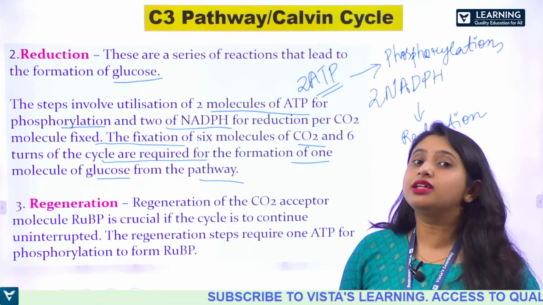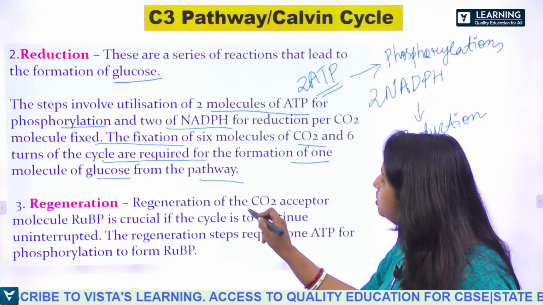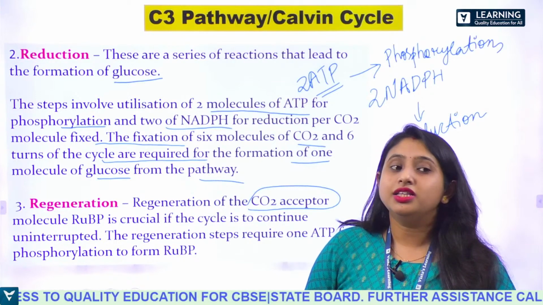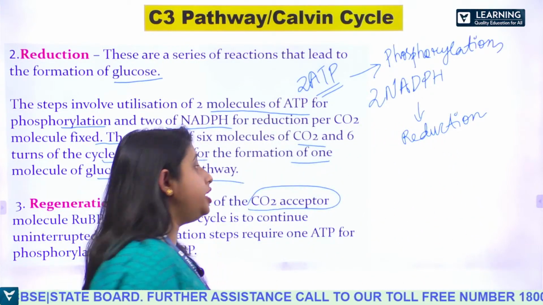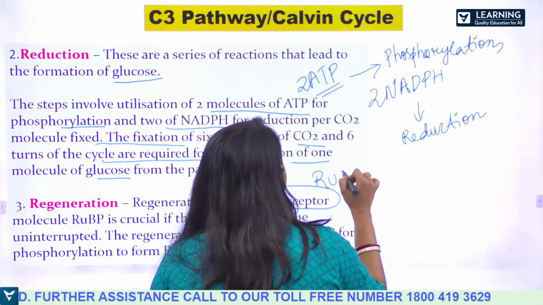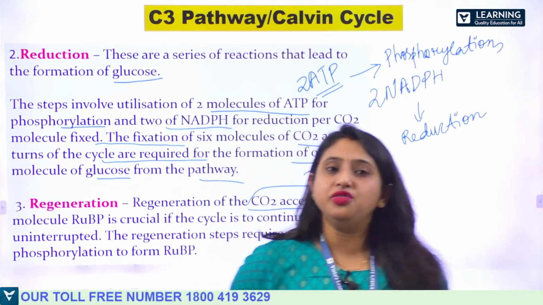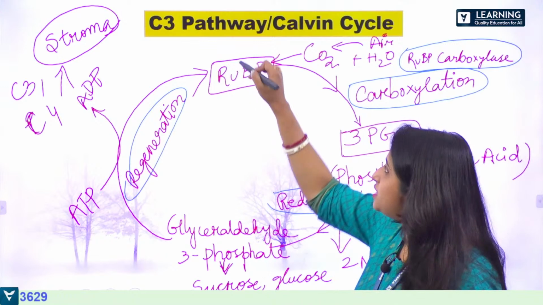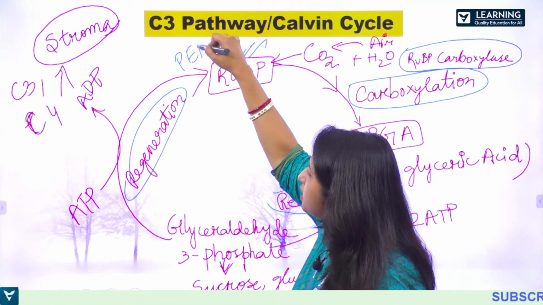Next, in the third step, that is regeneration, what happens is regeneration of the CO2 acceptor. Who is the CO2 acceptor here? The CO2 acceptor here is the RUBP, right? So RUBP is again regenerated. Look into this diagram. The CO2 is being accepted by RUBP, the primary acceptor.